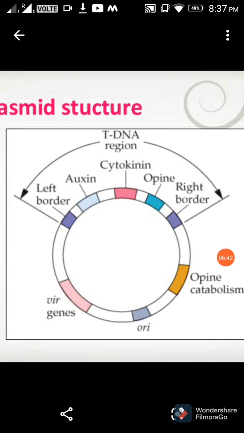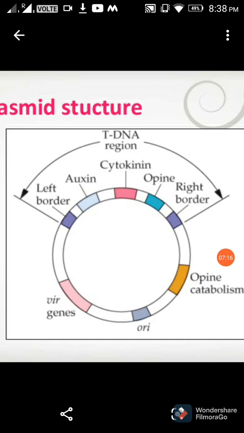Suppose we can remove the gene in the tDNA region which is responsible for causing the tumor, the oncogenes, that means the genes which are responsible for causing tumor. Those can be removed from the tDNA region. We can cut those regions with restriction enzymes. Then we can insert our gene of interest. Suppose our gene of interest is for disease tolerance. I want to insert a disease tolerance gene into a particular plant genome.